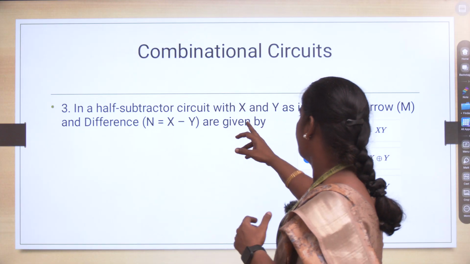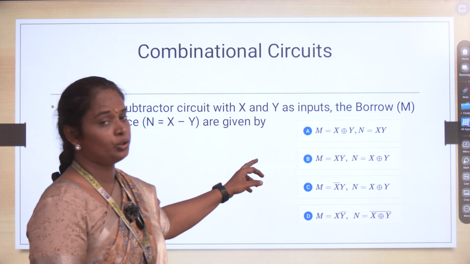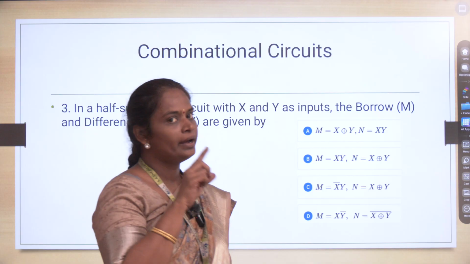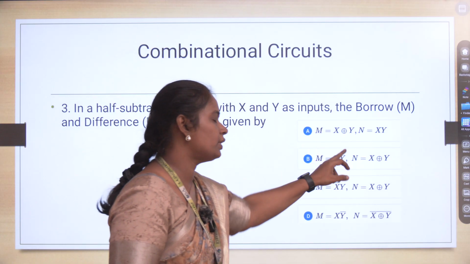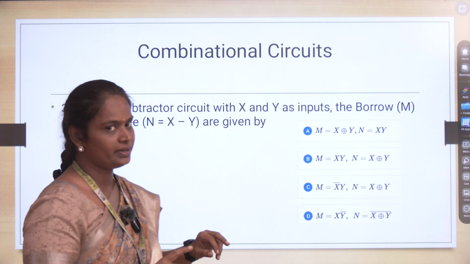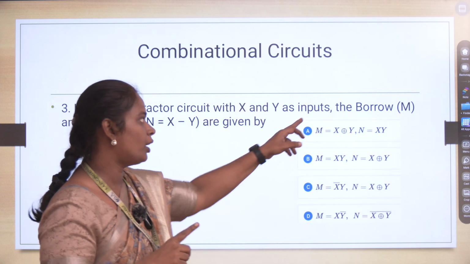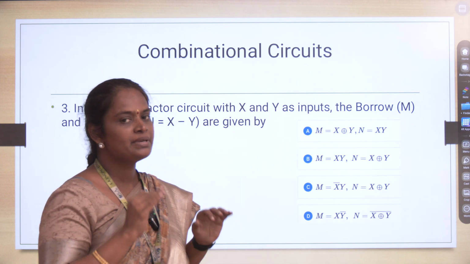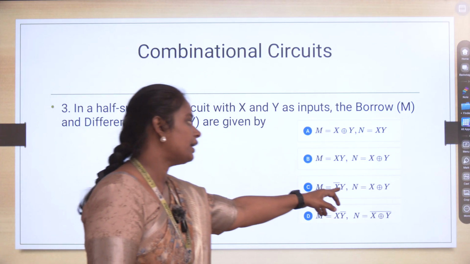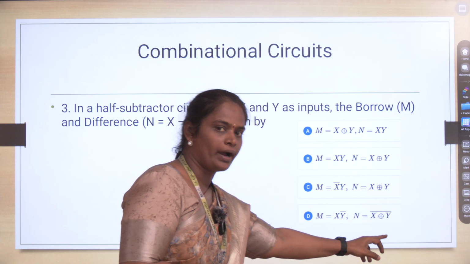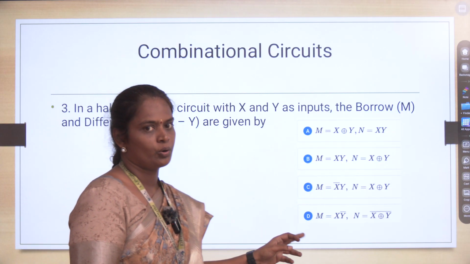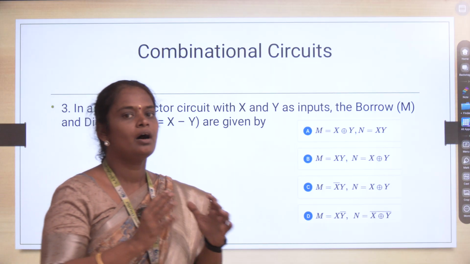The difference is denoted by n, where the inputs are x and y. So n is equal to x XOR y, which is the equation for the difference. For the borrow, denoted by m, m is equal to x bar into y. So option C is the correct answer: n is equal to x XOR y, borrow is equal to x bar into y. These are the output equations of the half subtractor circuit.